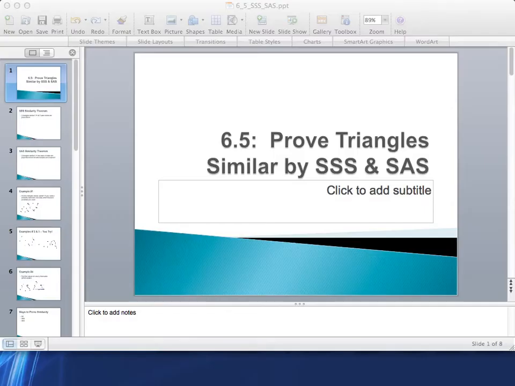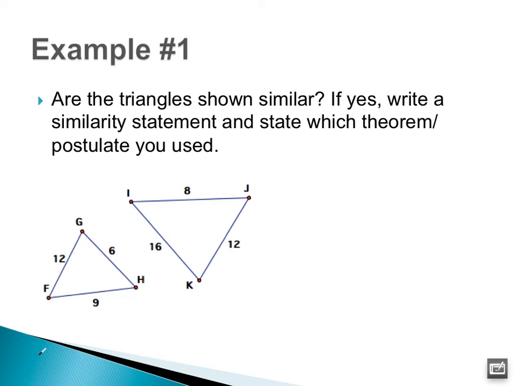Here's our first example. It asks, are the triangles shown similar? If yes, write a similarity statement and state which theorem or postulate you used. Before we learned AA. Today we did SSS similarity. I write the tilde so we know we're talking similarity and not congruency. And then SAS. In our figures, we don't have any angles at all. So it's not going to be AA or SAS. Our only option is SSS.